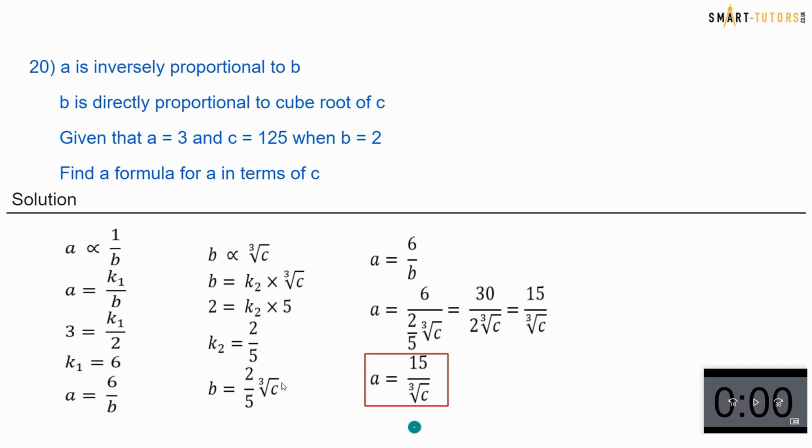So if you combine the two equations together, A equals 6 upon B, instead of B you substitute 2/5 of cube root of C. Then the 5 goes to the top, 5 times 6 is 30, 30 over 2 cube root of C. Divide the 30 by 2, so 15 over cube root of C. So the final answer is A equals 15 over cube root of C. If you read the question, find a formula for A in terms of C. So A in terms of C is A equals 15 over cube root of C.